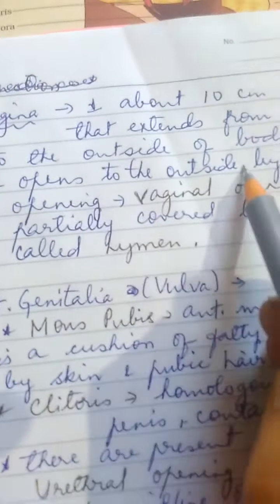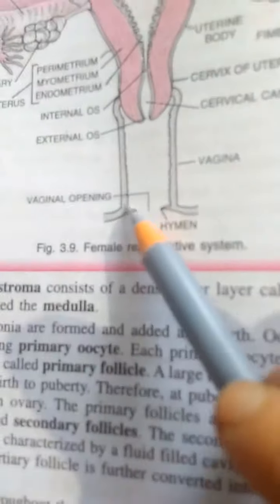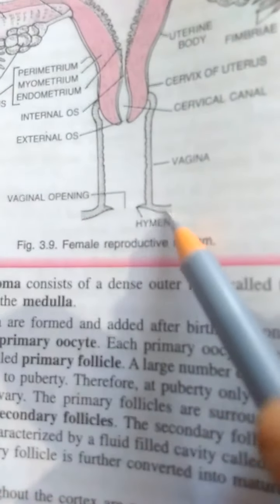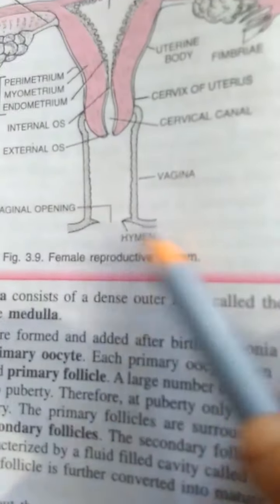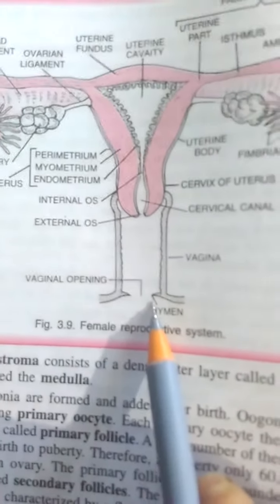By means of an opening called the vaginal opening, right? And this vaginal opening is partially covered by a membrane called the hymen. See, this vaginal opening is partially covered by a membrane called the hymen, right? And it is this hymen which is considered to be a sign of virginity. It is said that the hymen breaks up, it gets ruptured during first sexual intercourse.